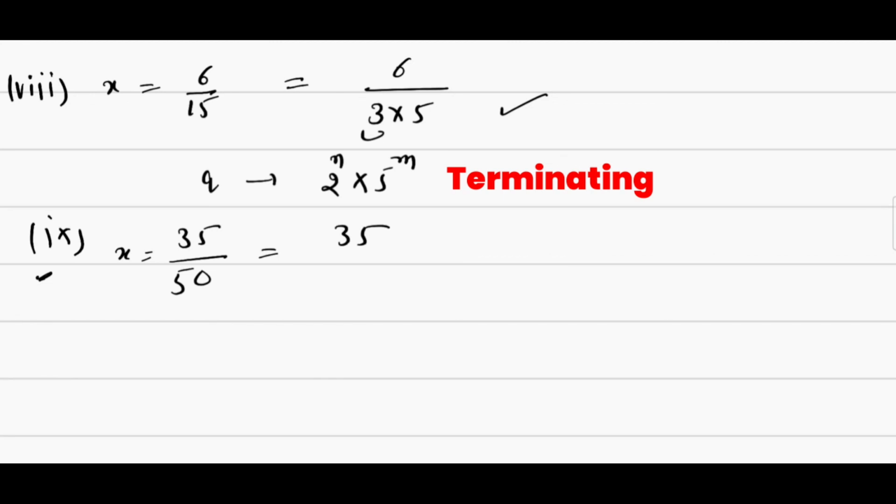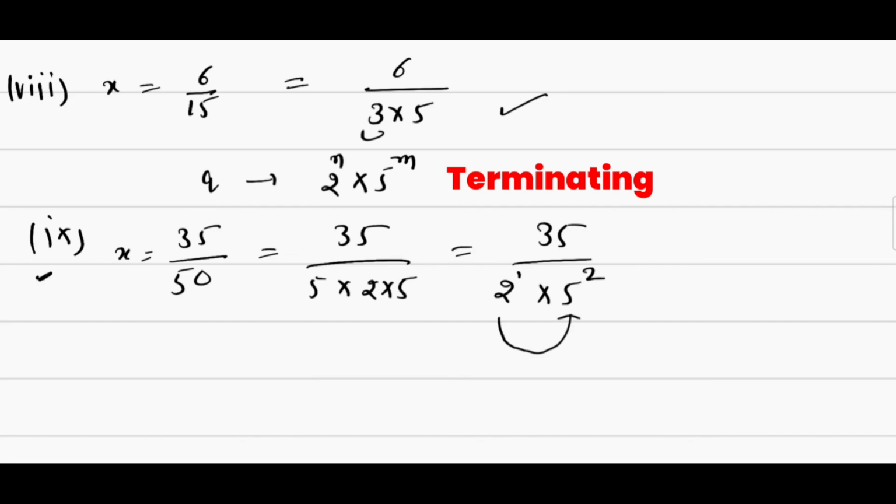So we can write this as 5 into 2 into 5. So it means 35 divided by 2 raised to power 1 and 5 raised to power 2. So here we have represented my q in the form 2 raised to power n and 5 raised to power m. So it means this is a terminating decimal expansion and it will terminate after 2 places.